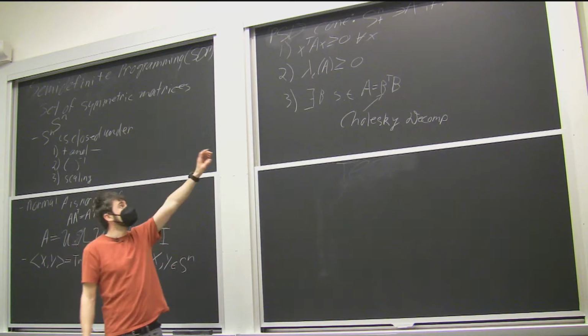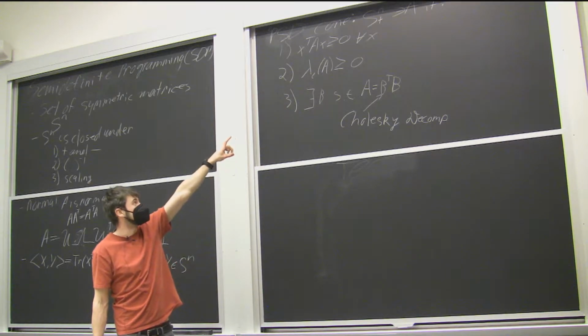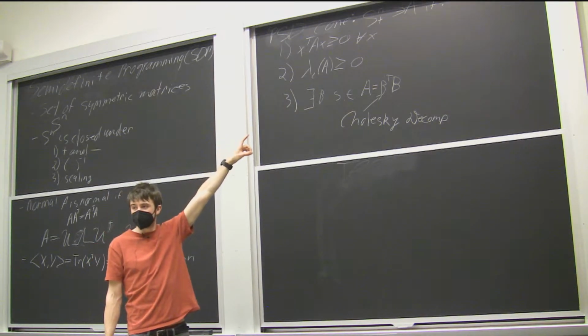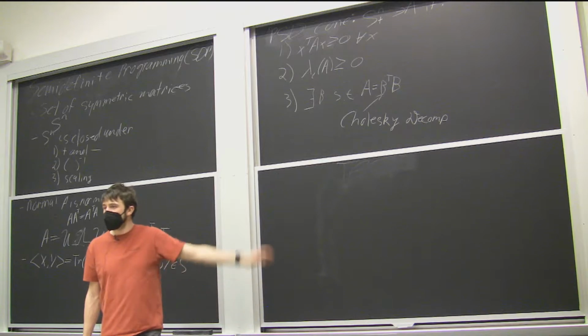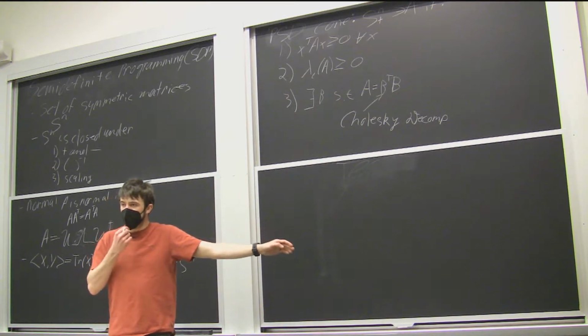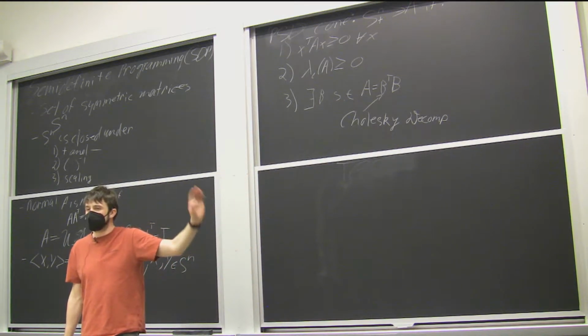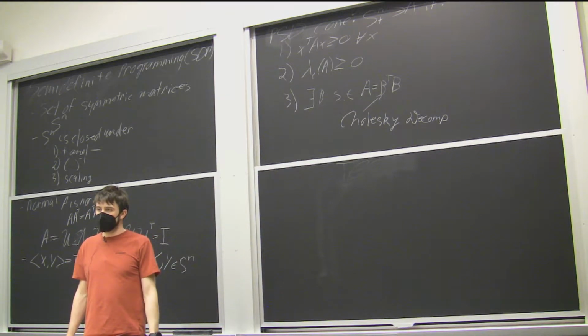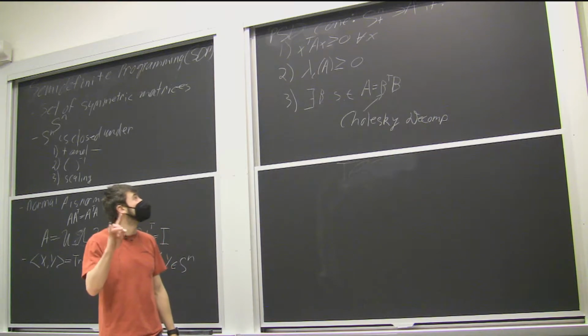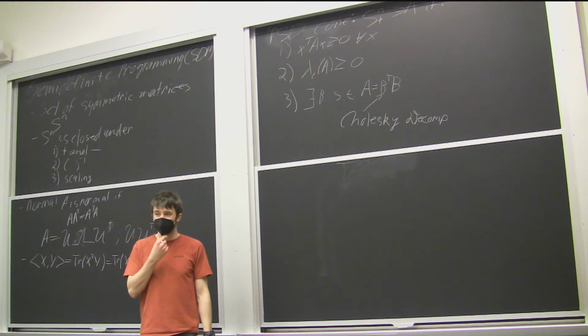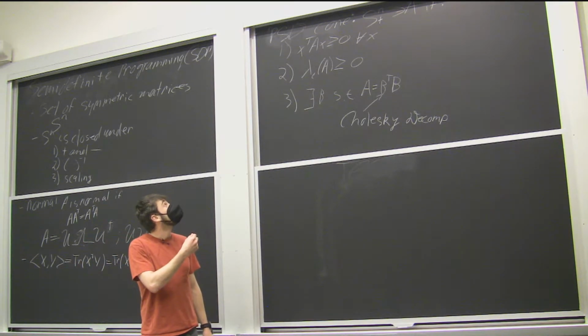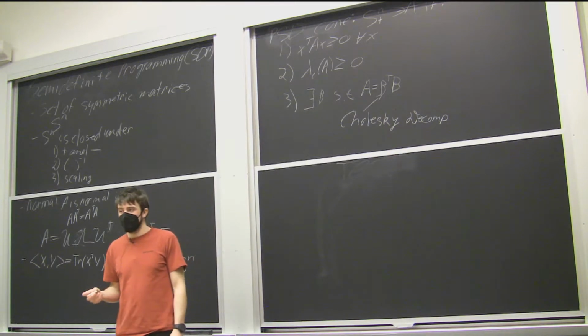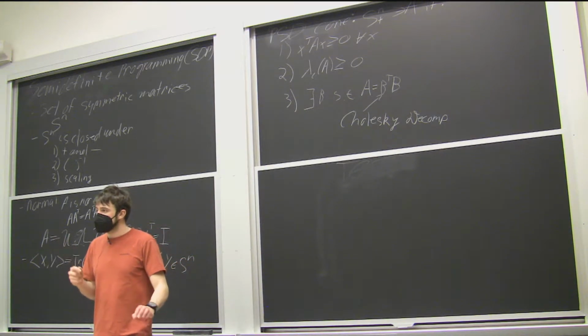So A is in the set of positive semi-definite matrices if any of these conditions hold, and they're all equivalent. So if you prove one of these about a matrix, you've proven the other two. Okay, so the cone part has not been introduced yet. We're going to talk about why this set is actually a cone in a second.